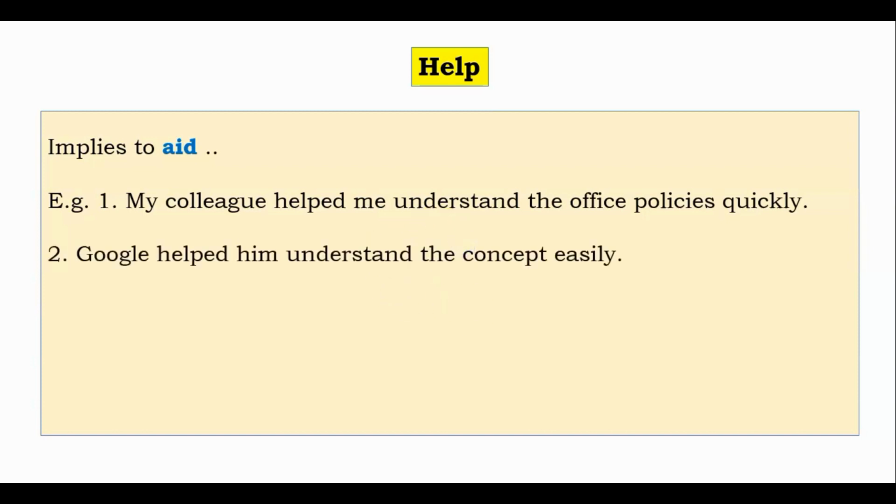And second one, Google helped him understand the concept easily. He watched some movies on the Google, he read some scripts on websites, and now he understands the concept easily with the help of Google.